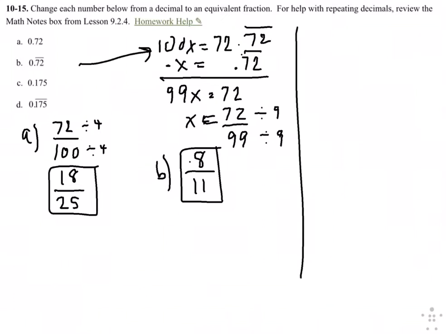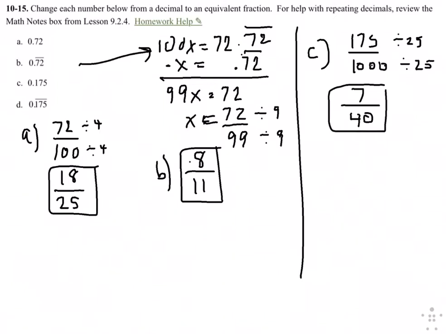For C, let's see, I could put that up here, right? For C, we get 175/1000, right? And then what goes into that, right? 25 goes into both, right? So divided by 25, divided by 25, right? So 25 goes into 175 7 times, and 25 goes into 1000 40 times.